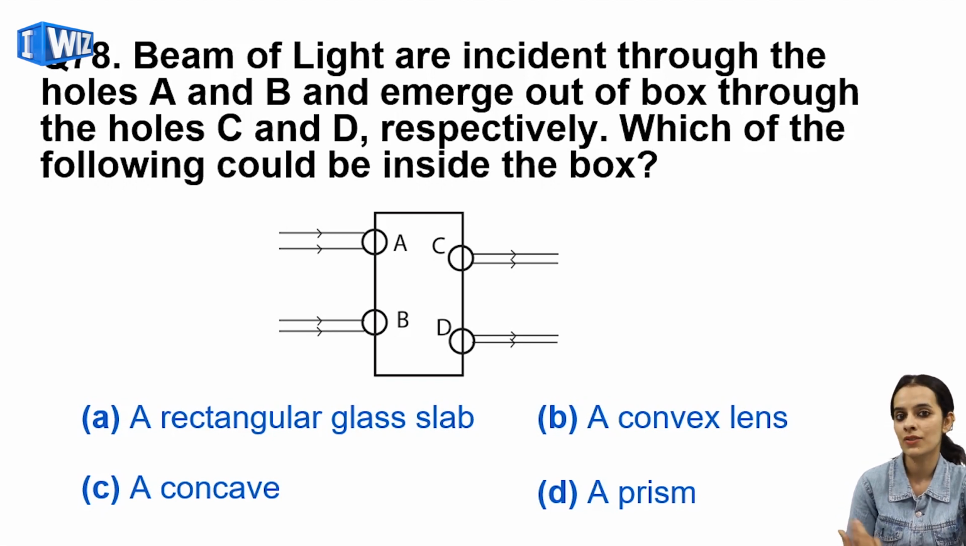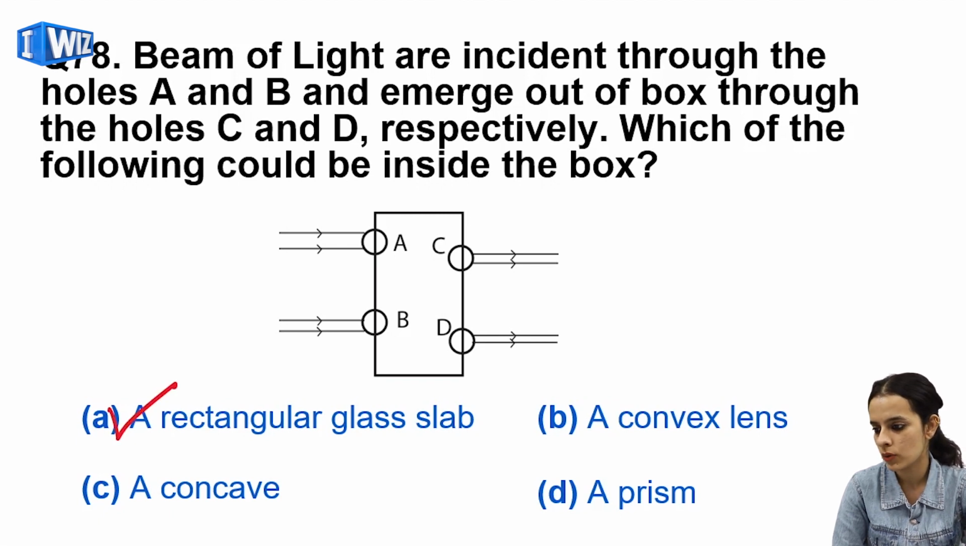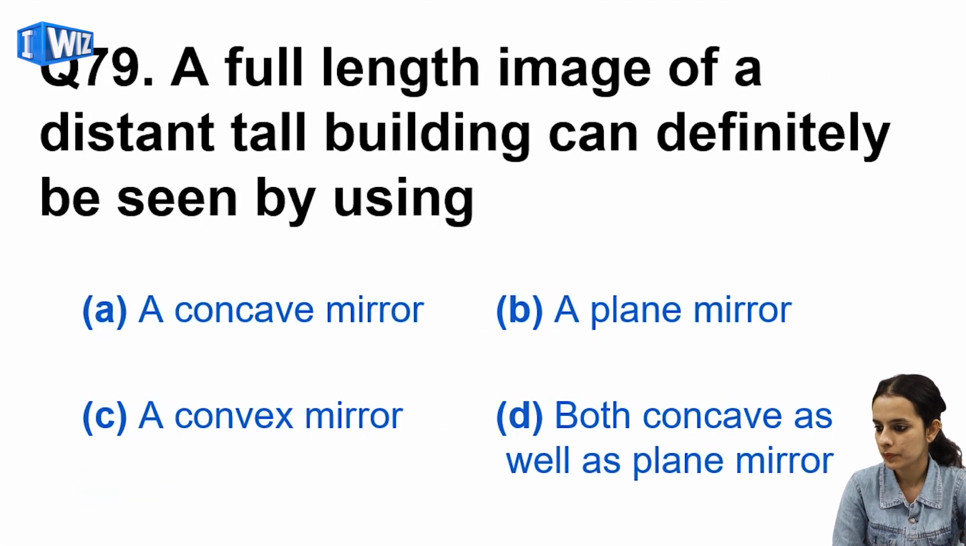It is similar to our first one that we discussed already. So you have to choose the right option. A rectangular glass slab, a convex lens? No, because a convex lens always converges. Concave? No. A prism? No, it is not looking like a prism. So which is the right option? First one. A rectangular glass slab has both opposite sides parallel, we can say.